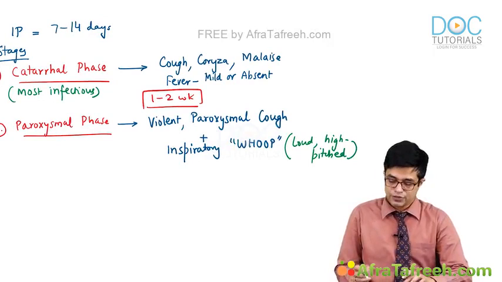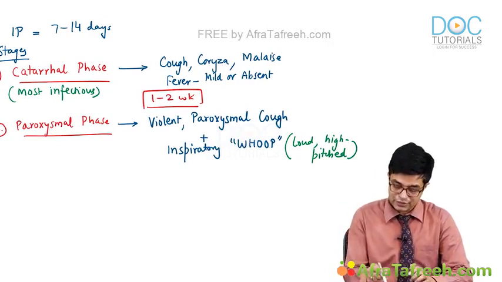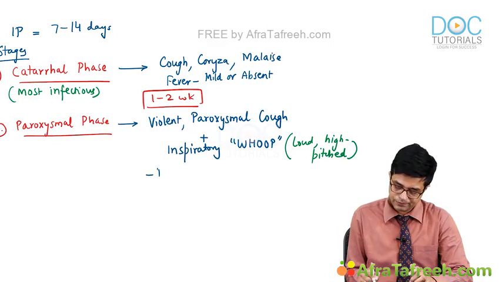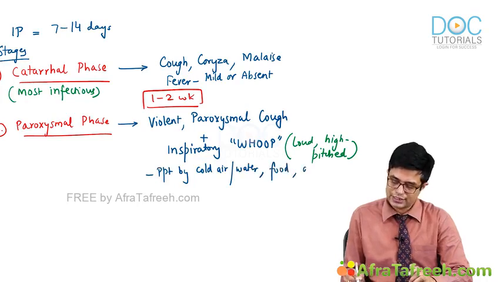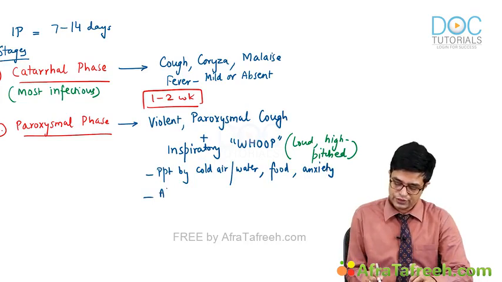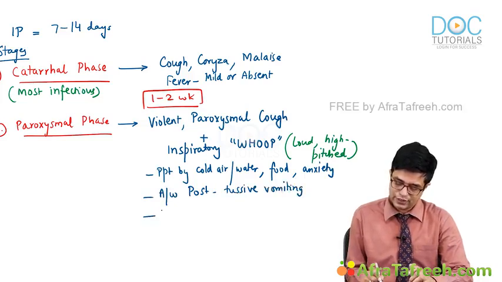These violent paroxysmal coughs are precipitated by cold air, cold water, food, as well as anxiety. They are associated with post-tussive vomiting, and a useful clue for MCQs, they will have ulcers on the frenulum of the tongue.